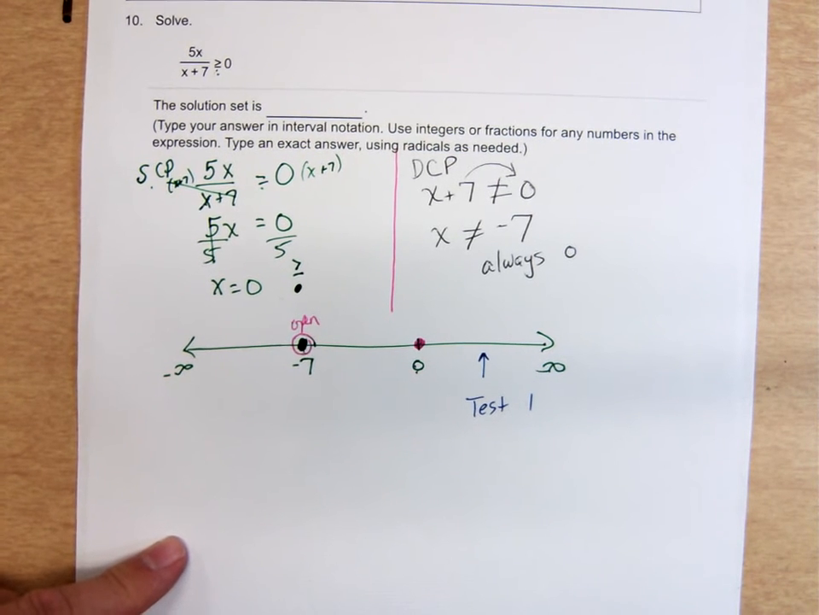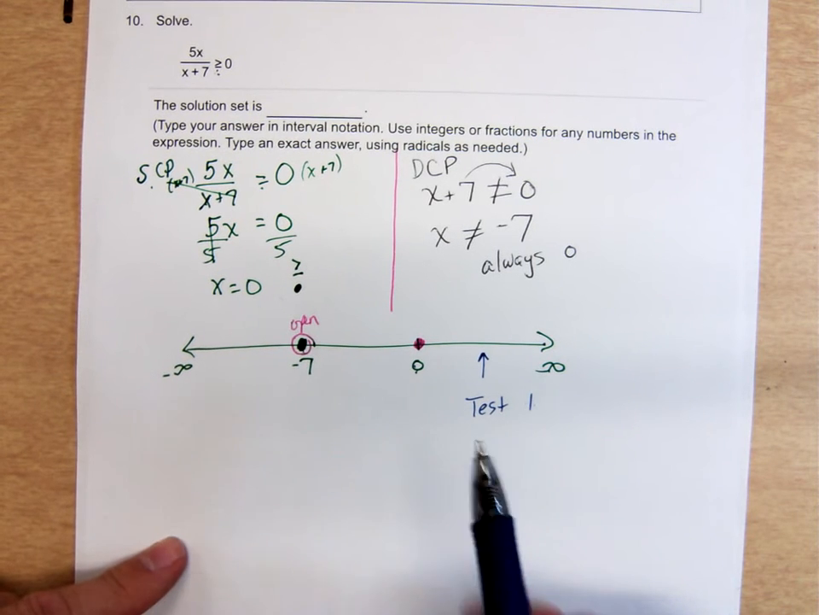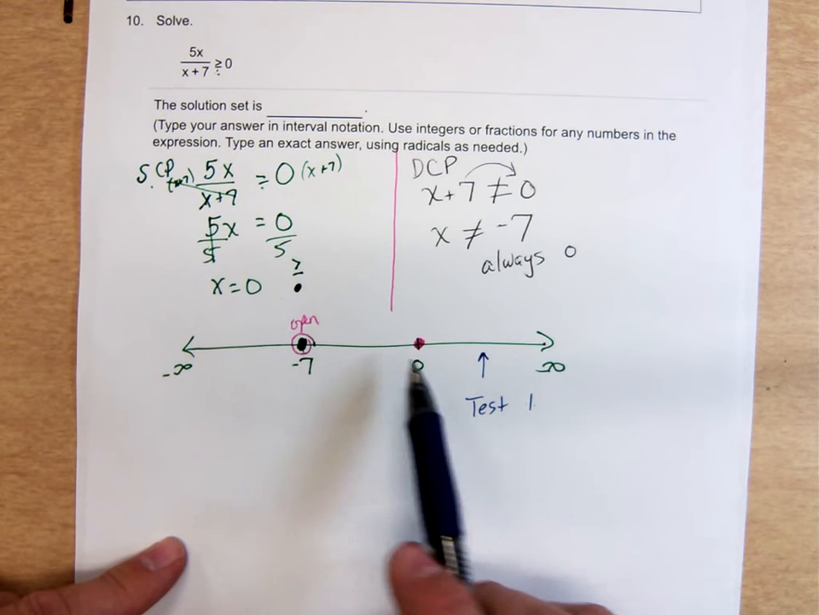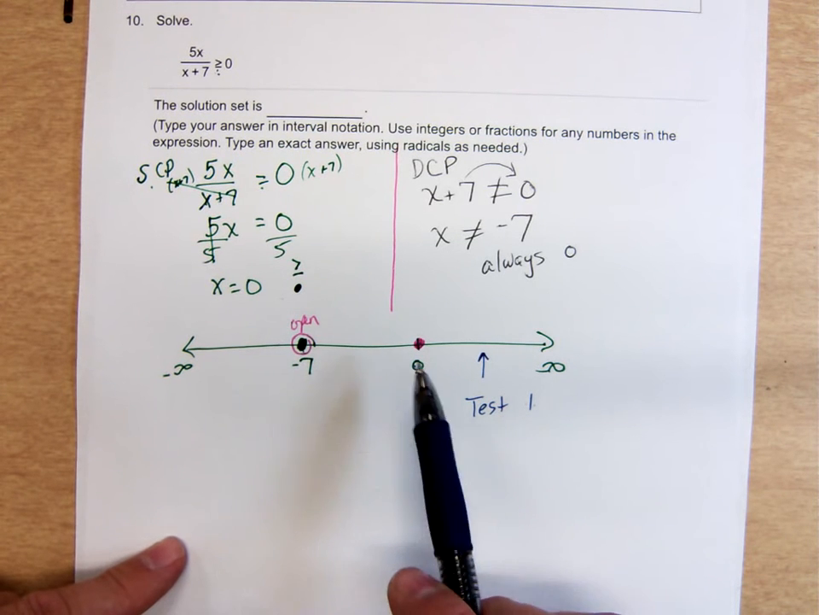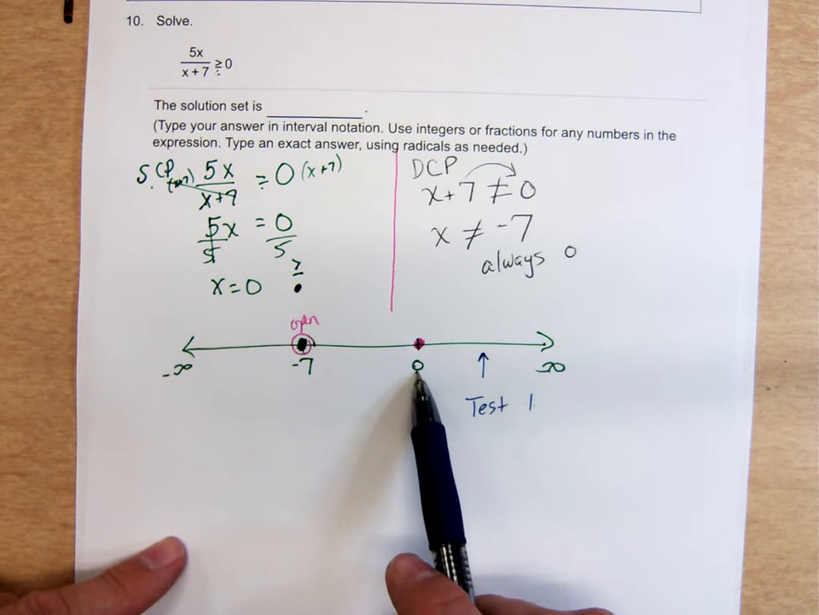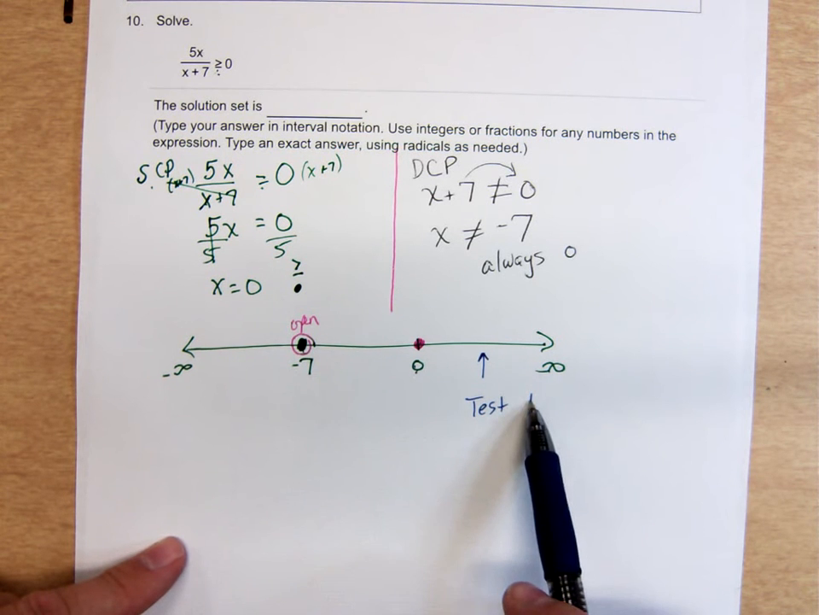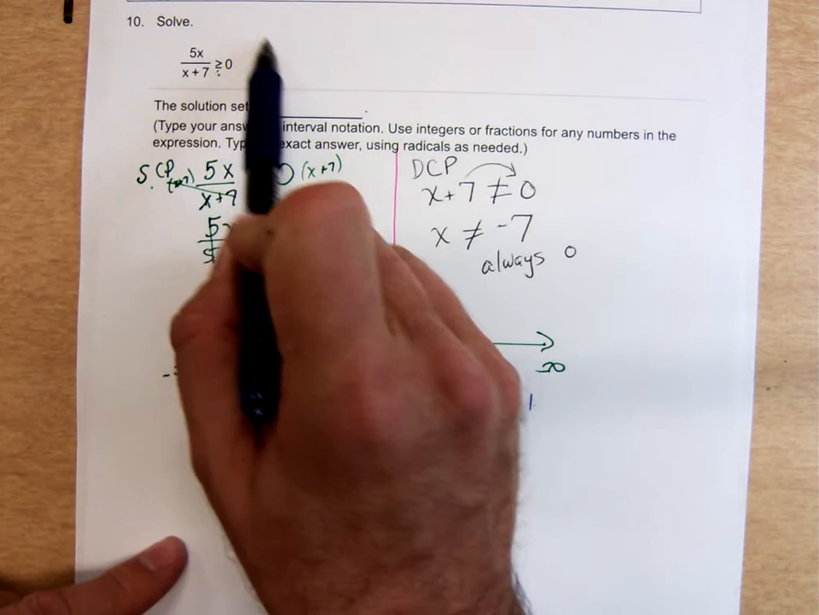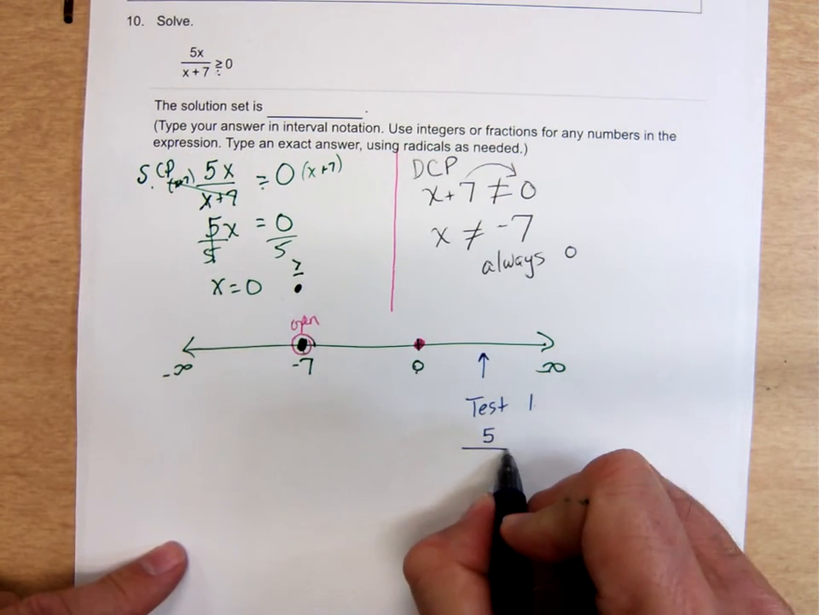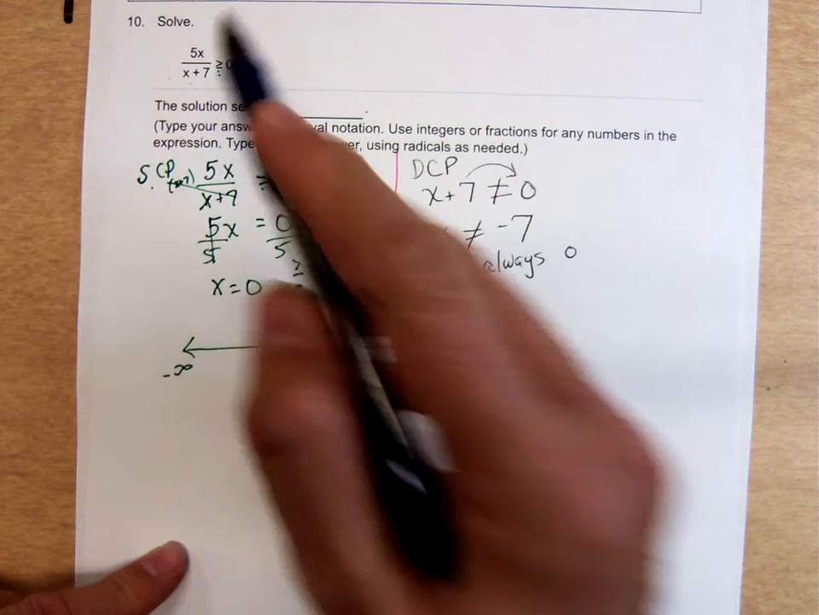Okay? So I'm testing the number 1. You can test any number you want other than 0 or negative 7. Normally I use 0, but this is one of those times where 0 is a cut point. So I'm testing 1. When I test, I put it in the original problem. 5 times 1 is 5. 1 plus 7 is 8.